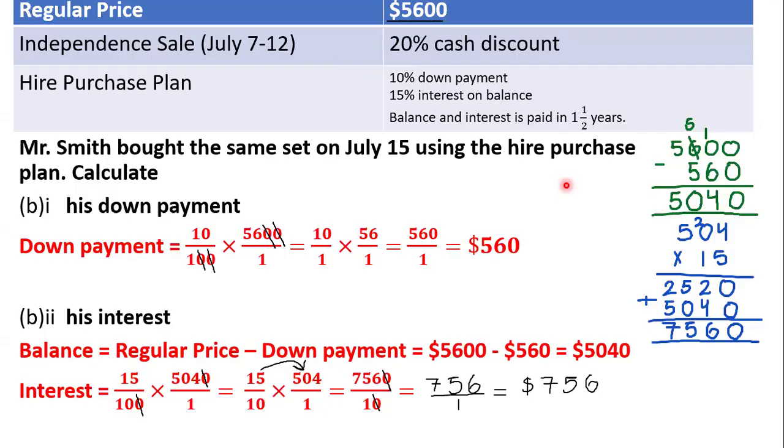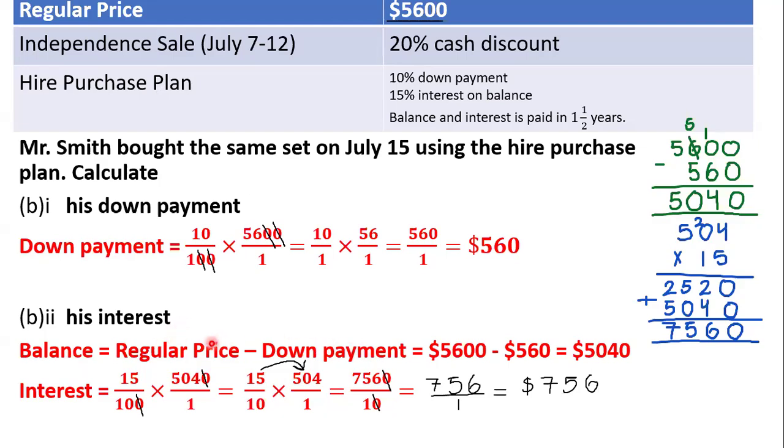What we first have to find before we find the interest is the balance. Because it says right here that the interest is 15% on the balance, right? So we need to figure out the balance first. How are we going to get the balance? We're going to get the regular price and take away the down payment.